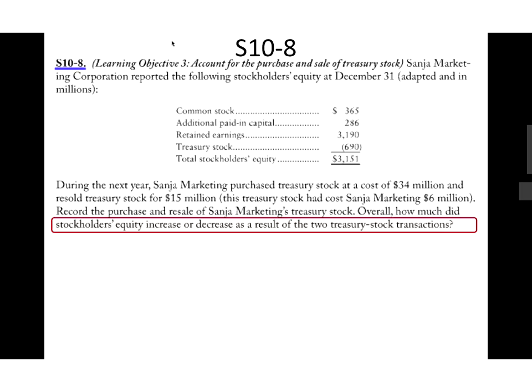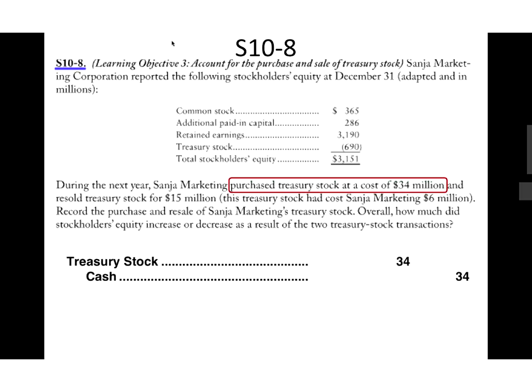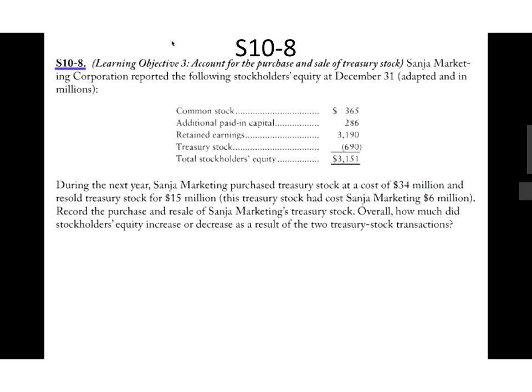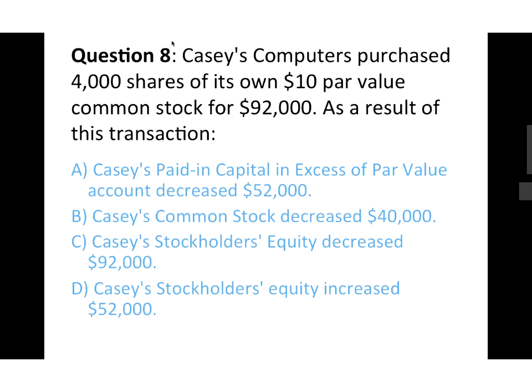So if we go back to this homework exercise that we just did, the first transaction where we purchased treasury stock, think about what happens. We purchase the treasury stock, we're going to have treasury stock being debited, cash being credited. Treasury stock reduces stockholders' equity when we purchase it. So we reduce stockholders' equity, we're reducing assets, and we're doing it for the cost, right? So keep that in mind. Question. What happens when we purchase 4,000 shares of our own $10 par value common stock for $92,000? Okay, the question is out there now.